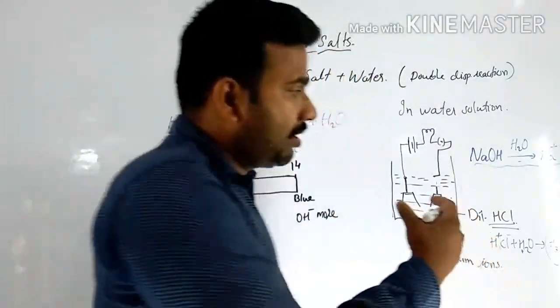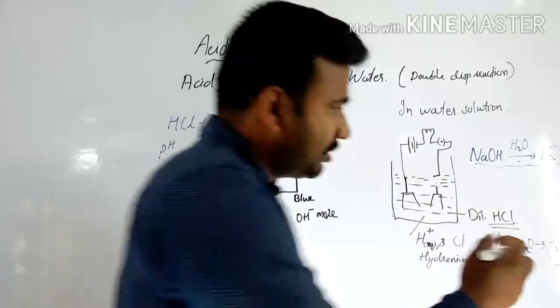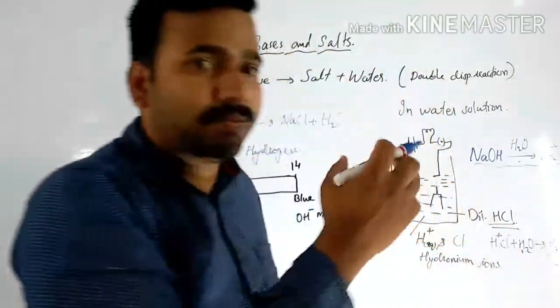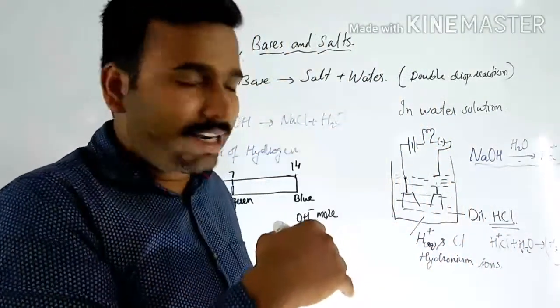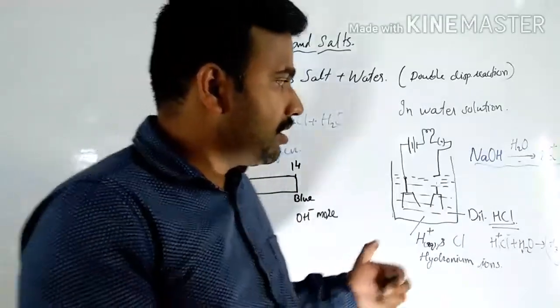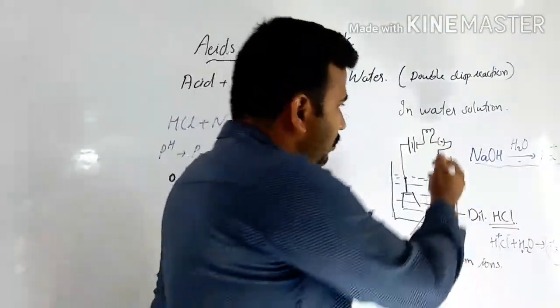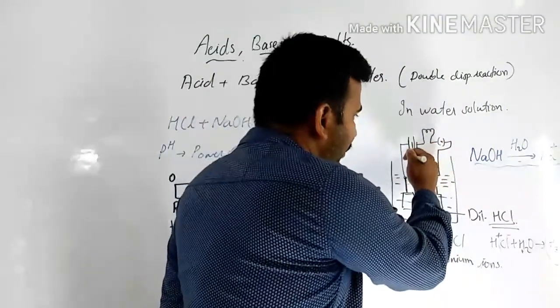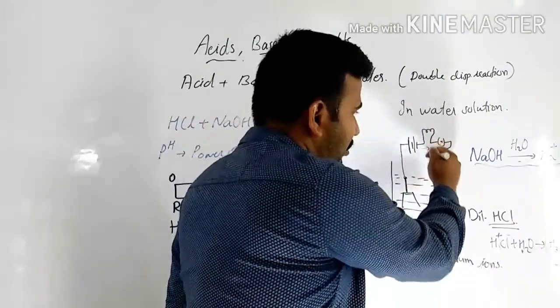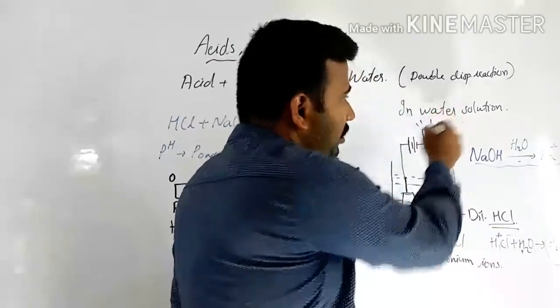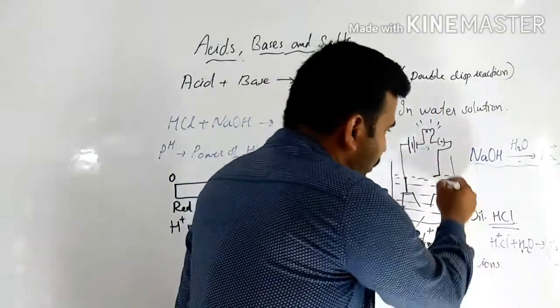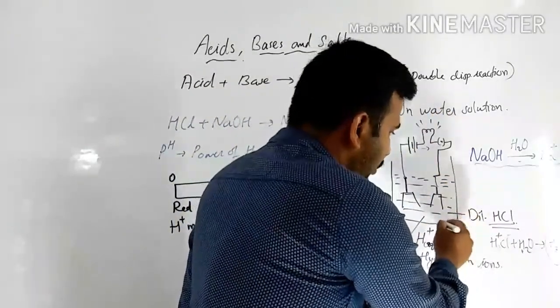So as a result, the H plus ion, that particular ion that is lacking one electron, will accept one electron, and as a result, this particular circuit will start conducting electric current. So the bulb will start glowing. See here, we can see in the solution what we will get.